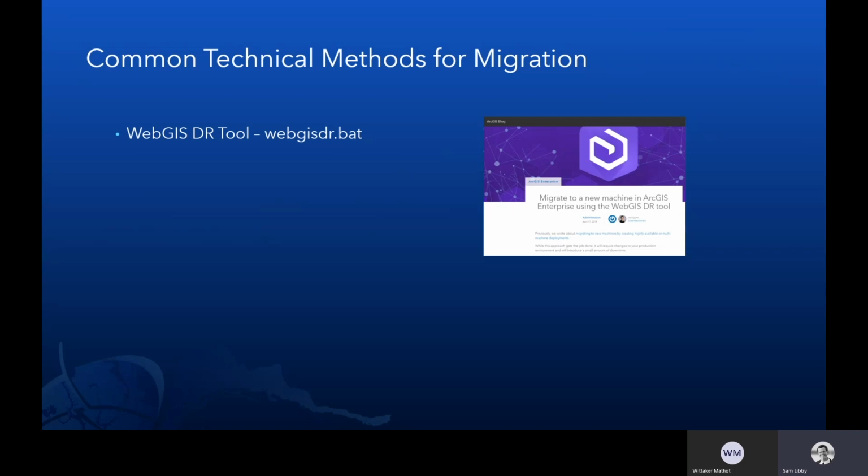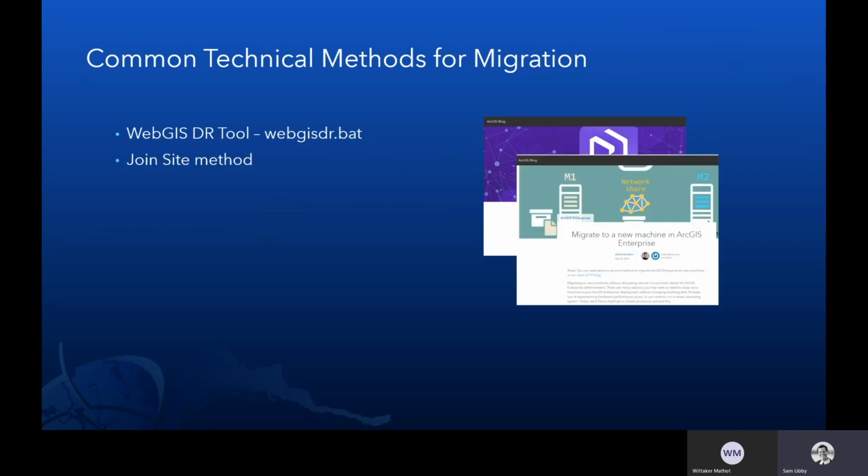WebGIS DR was built to do that, but it can also be used as a tool to allow you to migrate, which I'll get into in more detail. Join site is another off-the-shelf method. We support high availability modes for all 3 major enterprise components.